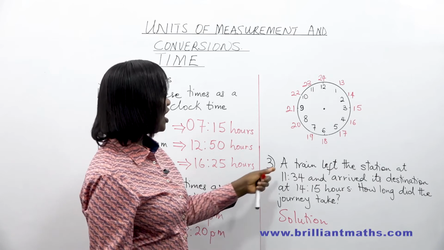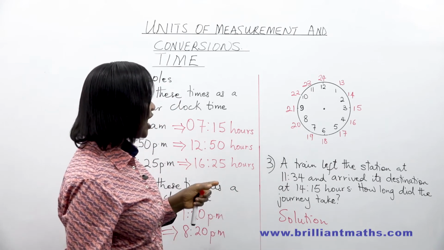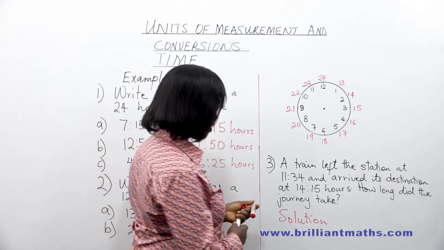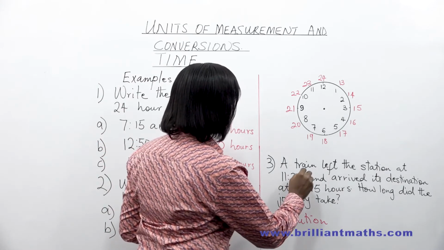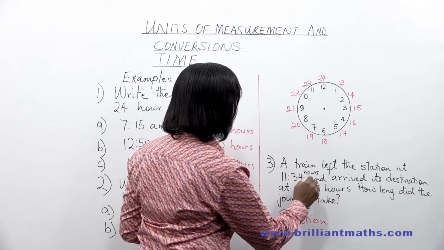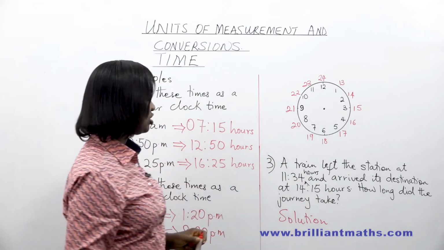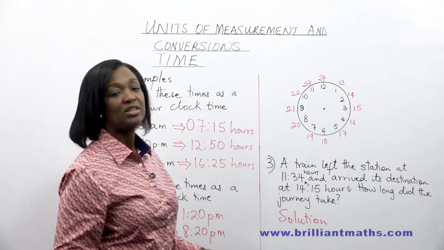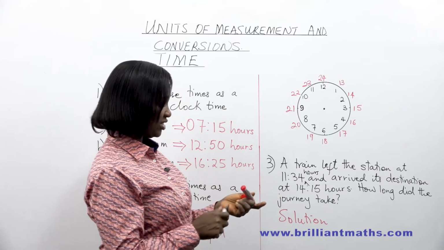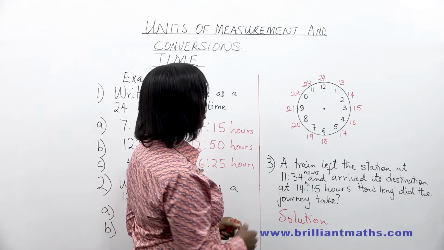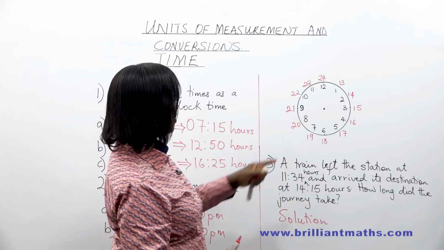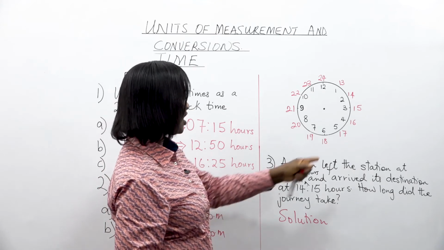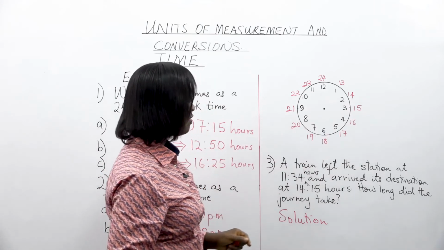Example 3 says, a train left the station at 11:34 hours, and arrived at its destination at 14:15 hours. How long did the journey take? This is very interesting. 11:34 hours is between 11 and 12. Then it arrives at 14:15.